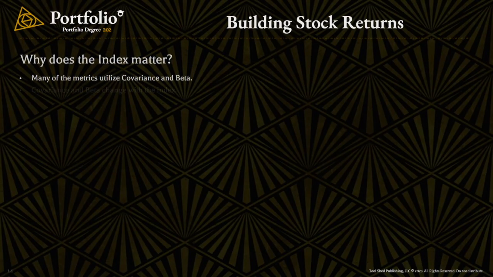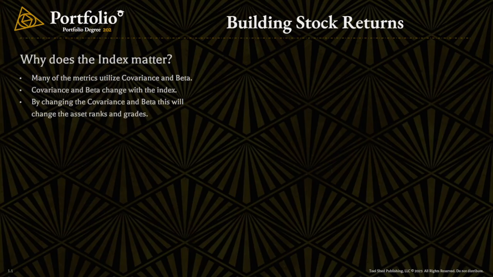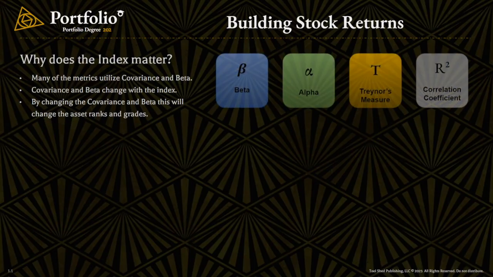The next topic I want to get into is index selection. Now, you might be thinking, why does that even matter? Index selection matters because when you're building stock returns, it can have an impact for certain metrics. For example, it changes your covariance and your beta, and that changes the asset rankings and the grades that we would assign them. The metrics that it impacts are beta, alpha, trainer's measure, and R squared.